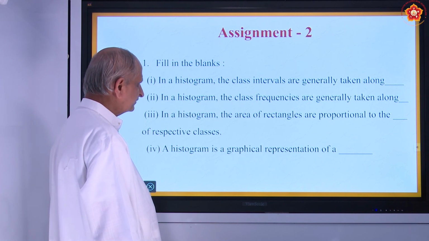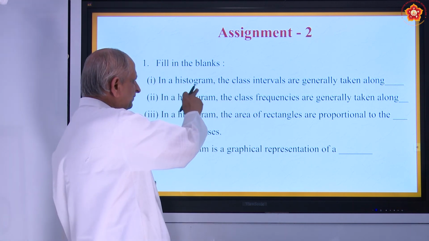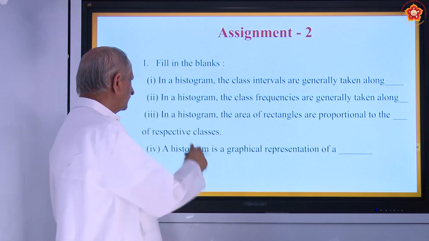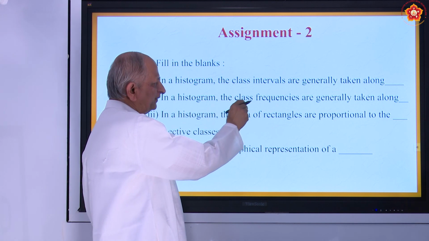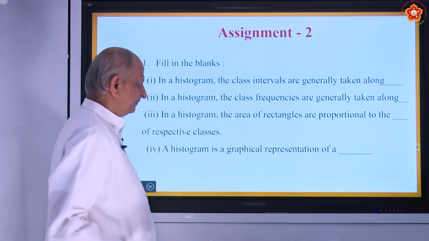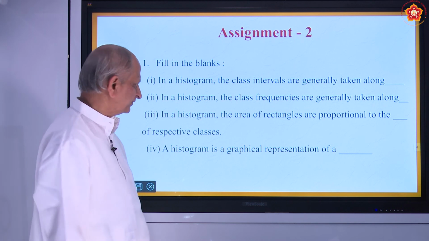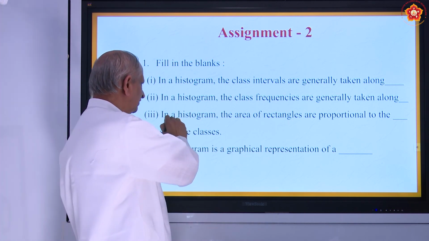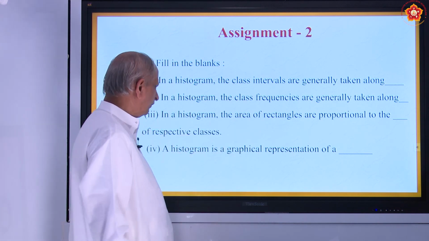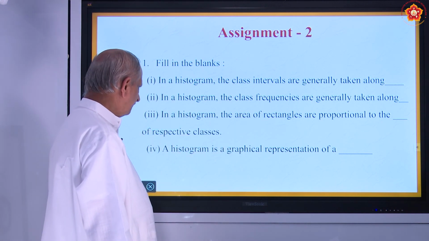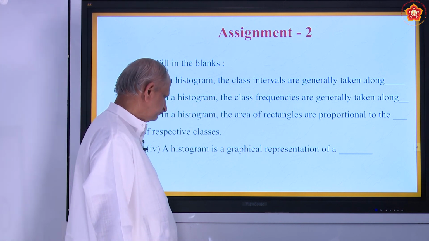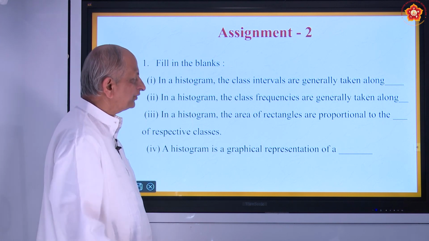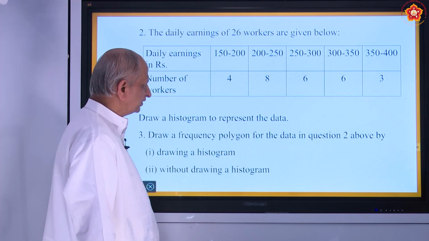Fill in the blanks. In a histogram, the class intervals are generally taken along dash. In a histogram, the class frequencies are generally taken along dash. You must write the axis, which axis, or you can say vertical column, horizontal column. In a histogram, the areas of the rectangles are proportional to dash of the respective classes. A histogram is a graphical representation of dash. So you have to fill up the blanks. That is the first question.